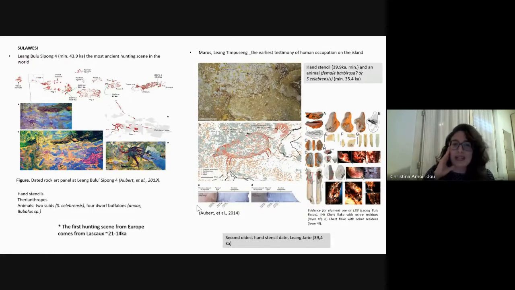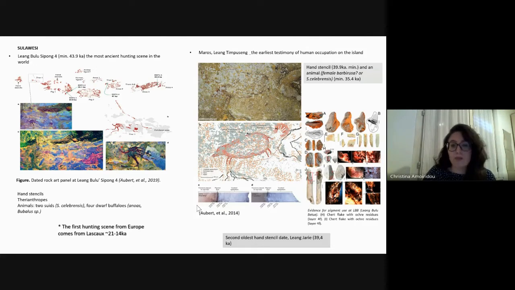From the Maros Karstic area, from the site of Liang Tibuseng, which was the earliest testimony of human occupation in the island. It's a hand stencil dated at around 39.9 thousand years ago minimum date, and an animal, a female Babirusa or Sus celebensis, with a minimum date of 35.4 thousand years ago.